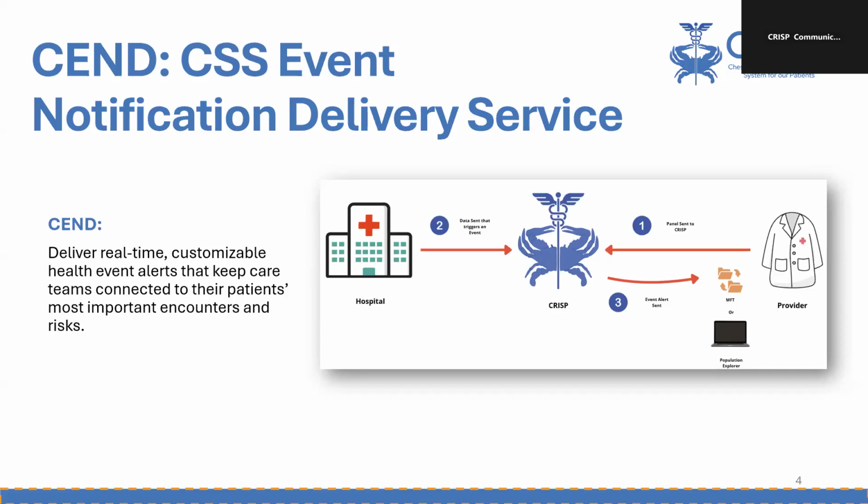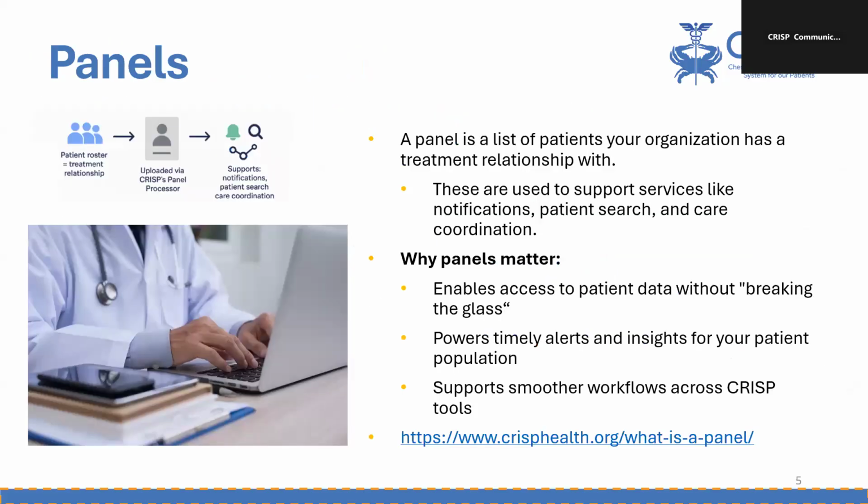That diagram there kind of illustrates what I was talking about at the beginning, where it all starts with a patient panel that organizations send to us. This next slide covers a little bit more in detail what patient panels are. Like I said, they are a list of patients in which your organization has a treatment relationship with. There are other use cases for panels, such as supporting patient search throughout our portal system. But the SEND system is one of the main use cases of panels.